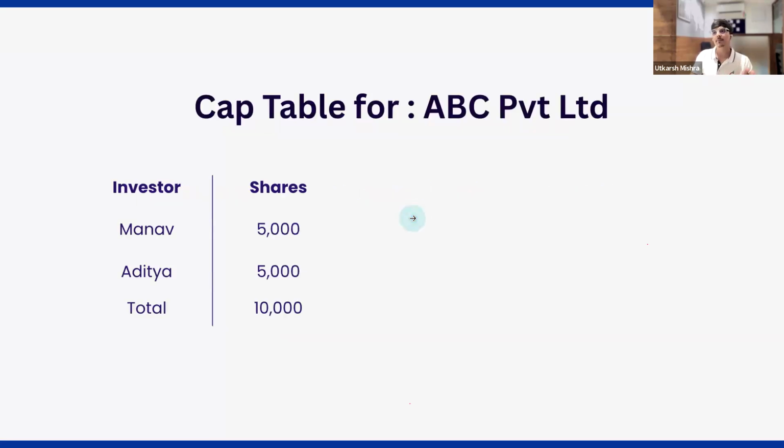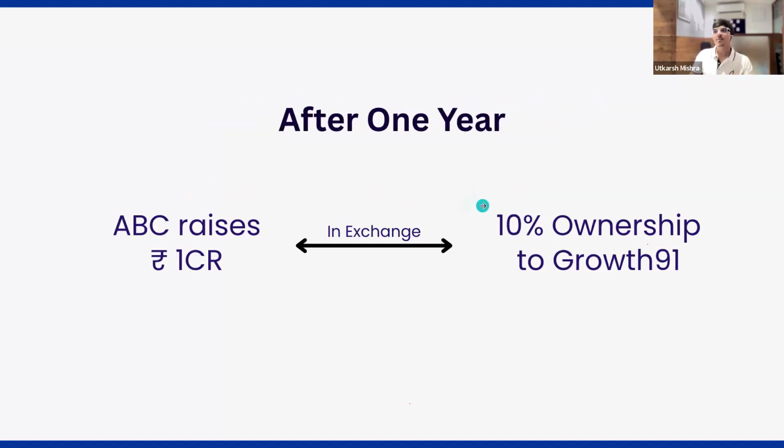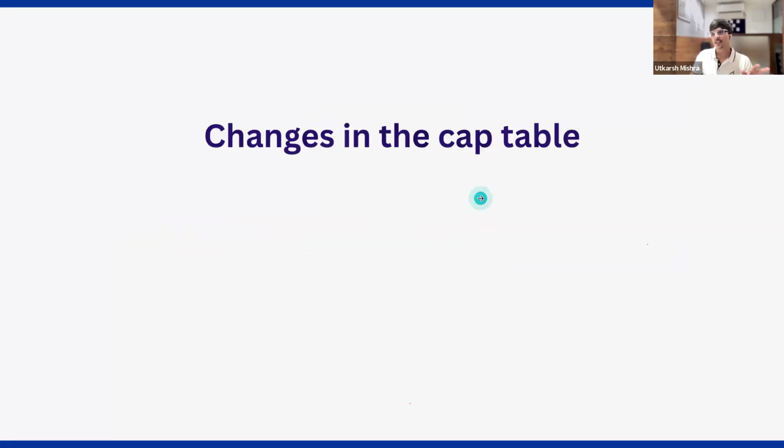Now let's make a cap table for them. So this is the cap table. Investors are Manav and Aditya. They each have 5,000 shares, 50% stake, and share price now is 10 rupees, right? Now, after 1 year, let's say they do very well and ABC raises 1 crore of funding in exchange of 10% of ownership. Let's say Growth 91 is investing 1 CR into the company for 10%, right?